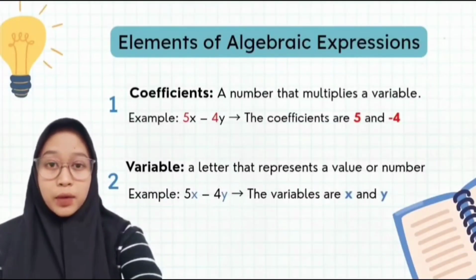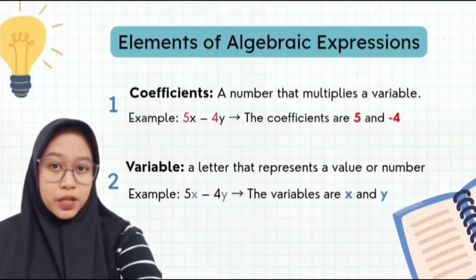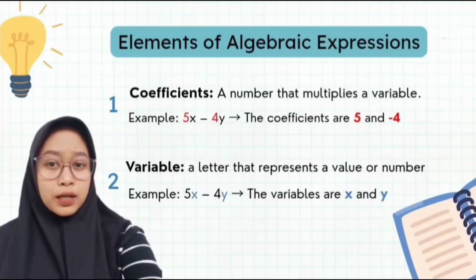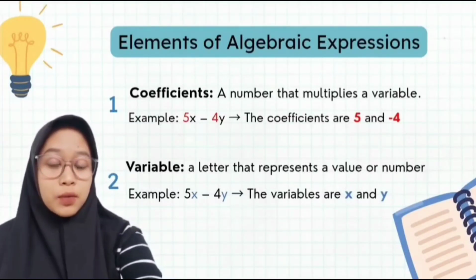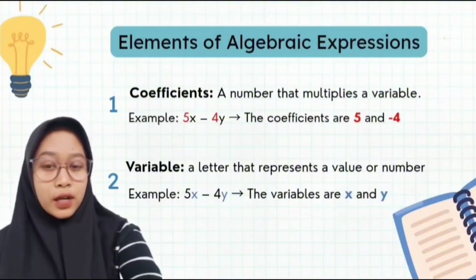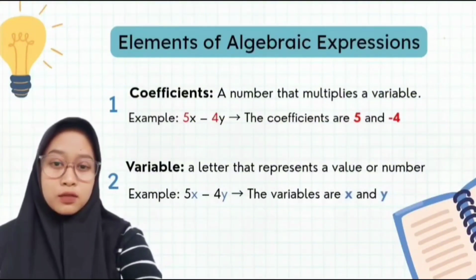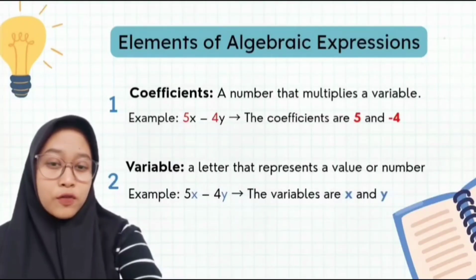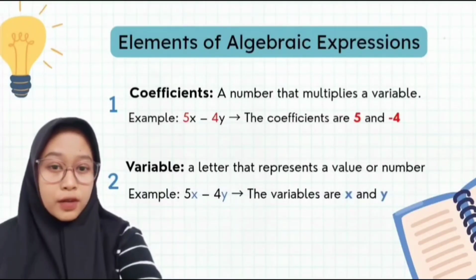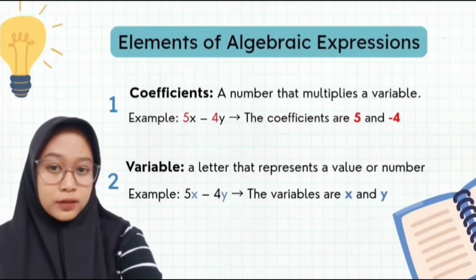Next is elements of algebra expressions. Number 1 is coefficients. A coefficient is a number that multiplies a variable. For example, 5x minus 4y. The coefficients are 5 and negative 4.